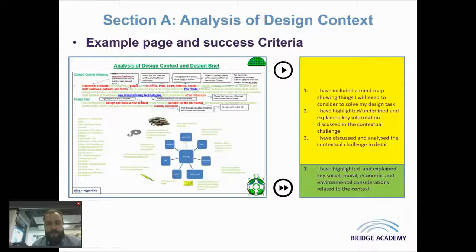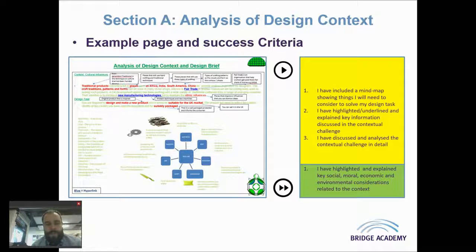Now, something I really like to highlight as well is making sure that my students have also highlighted and explained the key, what I call MESS issues. So MESS issues being moral, environmental, social and sustainability issues. Okay, you might have a different acronym for these, but basically these are the important factors that surround all designers. We've all got a moral compass and we have to think about these relevant issues when we're designing, and that's one other thing that I'd like to see in this page.